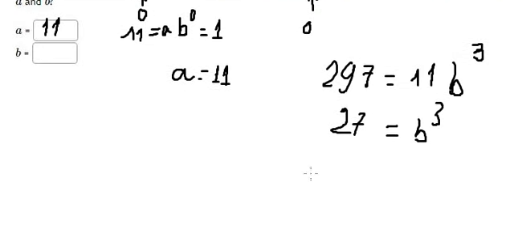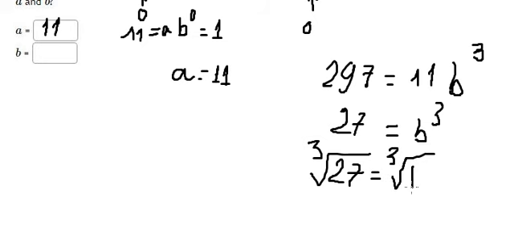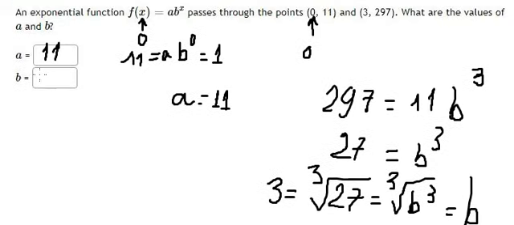Now we take the cubic root of both sides. This one you will have b. The cubic root of 27, you get 3. So the value of b should be 3.